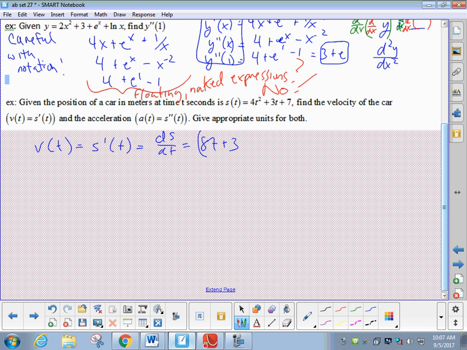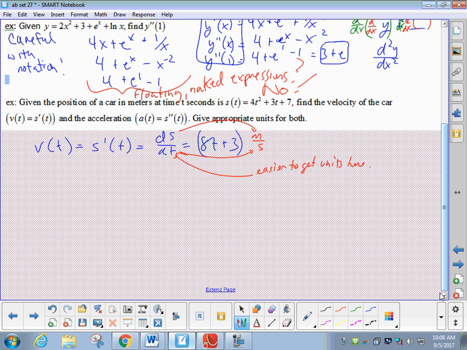Now in terms of units, this is so much easier to get the units from this. Change in position is still position units. What are the position units? Meters. Change in time is still time units. What are the time units? Seconds. Okay. Change in position over change in time is meters per second.